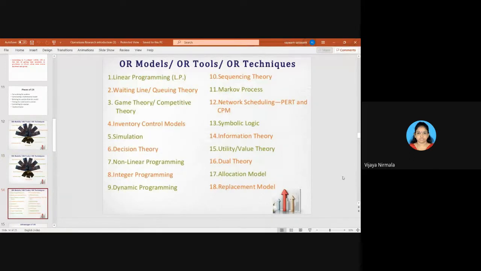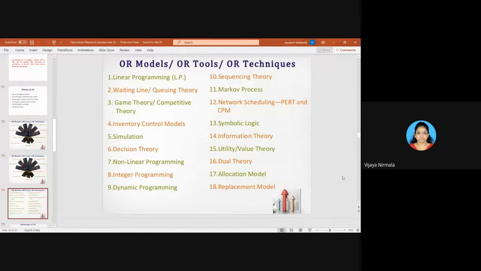So these are the 18 things that I have sent in the next slide. And among this, network scheduling has 2 models: one is PERT and CPM, which comes under the last unit. And the first one is linear programming. In this you have 2 methods: one is the graphical method and the other one is the simplex method. These 2 we will discuss in linear programming.